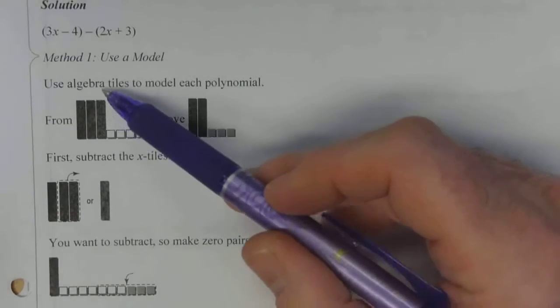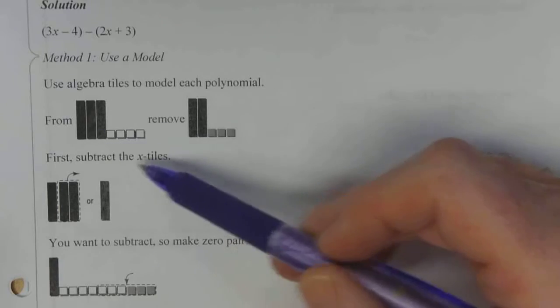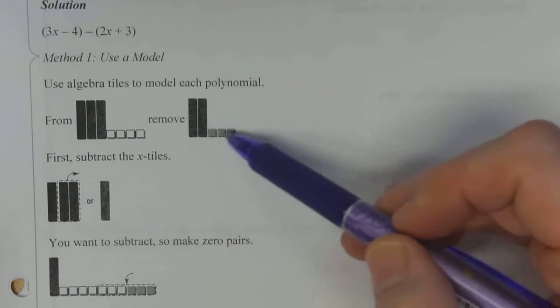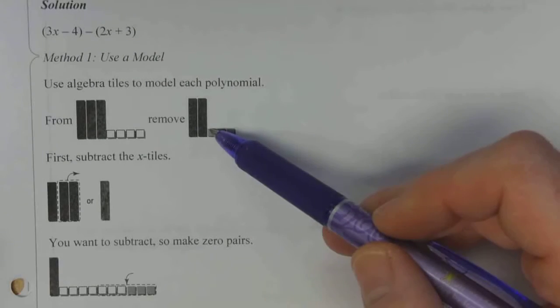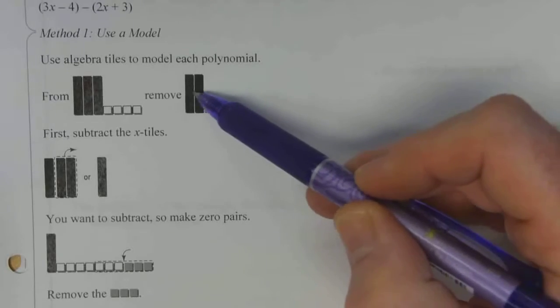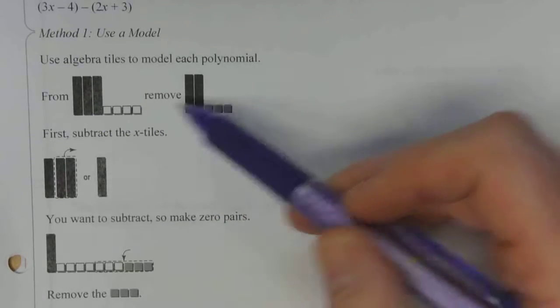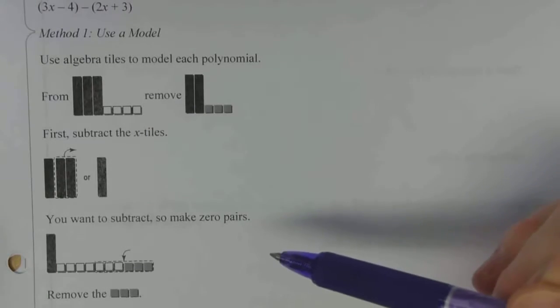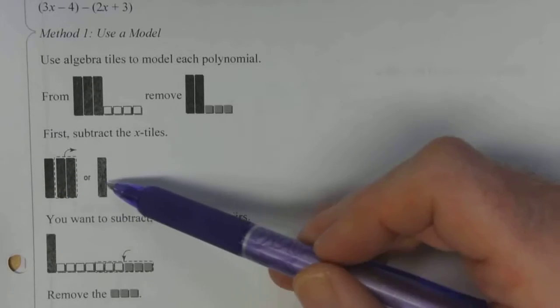So we're subtracting, we've got 3x minus 4 drawn here, and then we're trying to remove 2x plus 3 from it. That's what that means. So it's easy to remove 2 of the x bars from it, because there are 2 there. But there are no positives that we need to take out, so that becomes complicated. Let's just start with the x bars. We can take 2 out, we're left with 1.